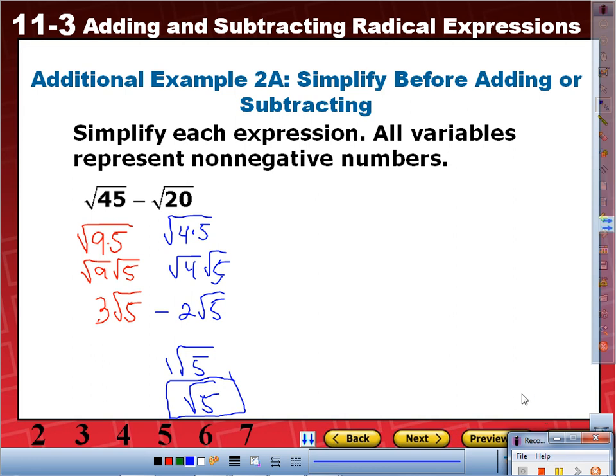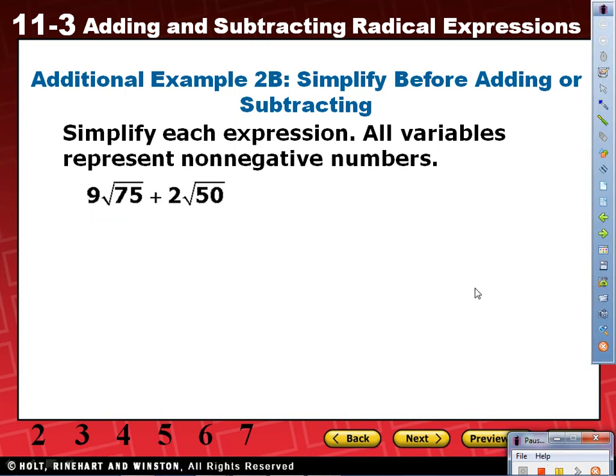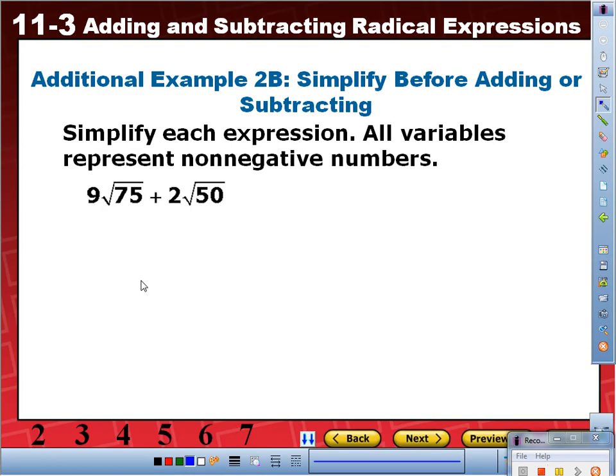Copy this next one down, please. Here we go. Example 2b. We have simplify 9 square root of 75 plus 2 square root of 50. We're going to do this one together. And then we're going to move on to a couple more. Here we go. By looking at it, do they have the same exact radicals? No. That means I need to simplify. So I'm going to focus on this one first. So let's do this one together.